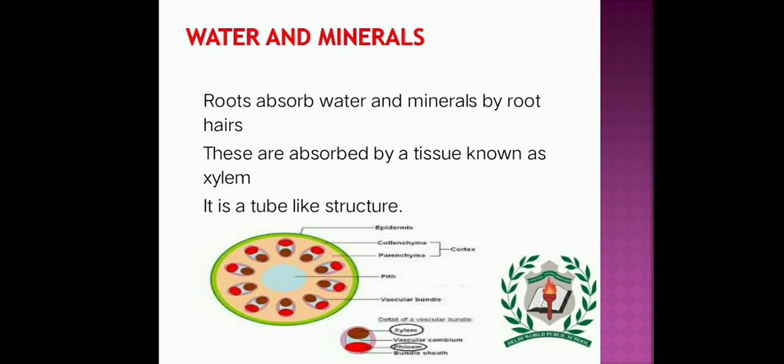Now we have discussed the conditions required for photosynthesis. What is there? Carbon dioxide. Carbon dioxide is present in the air and is absorbed by the stomata, as we have seen. Next is water and minerals. Water and minerals are absorbed by the root with the help of the root hairs, and transported to the leaves by a tube-like structure called xylem.